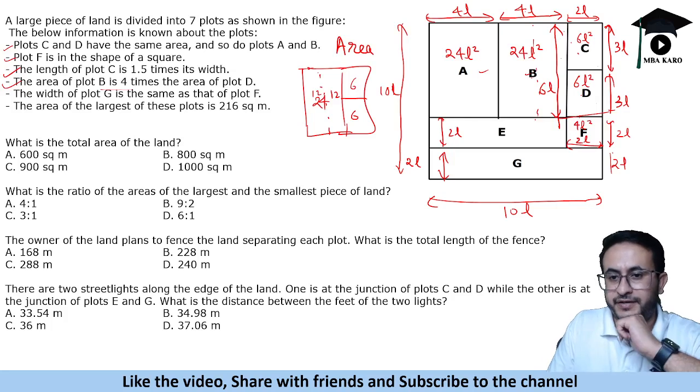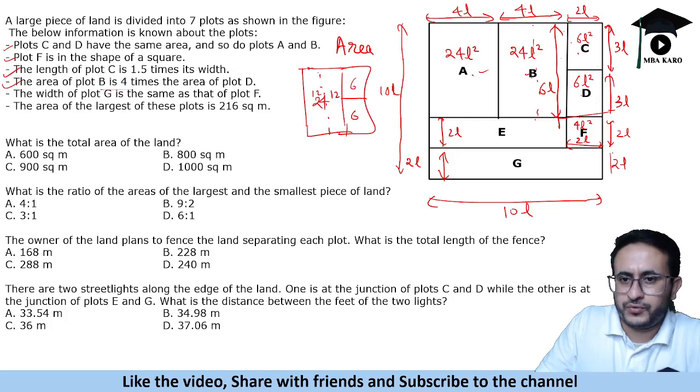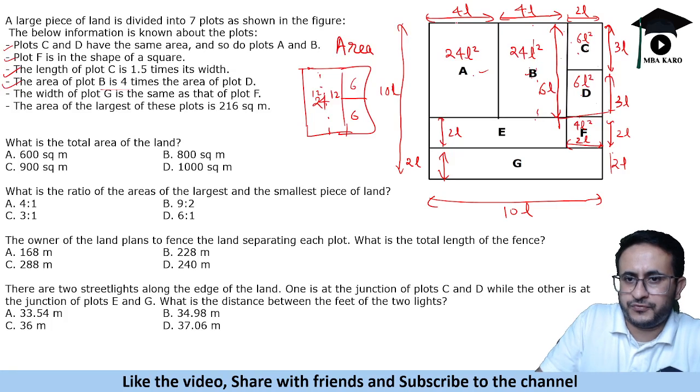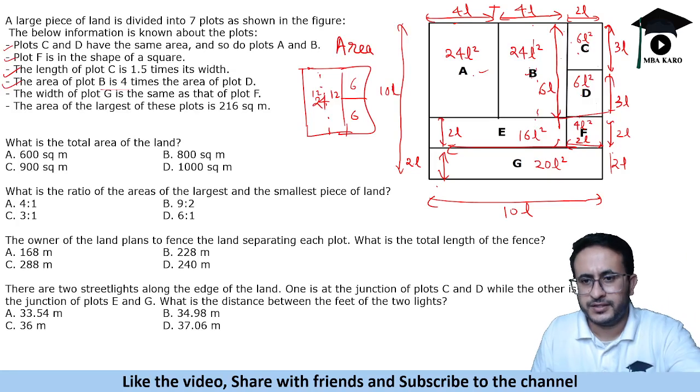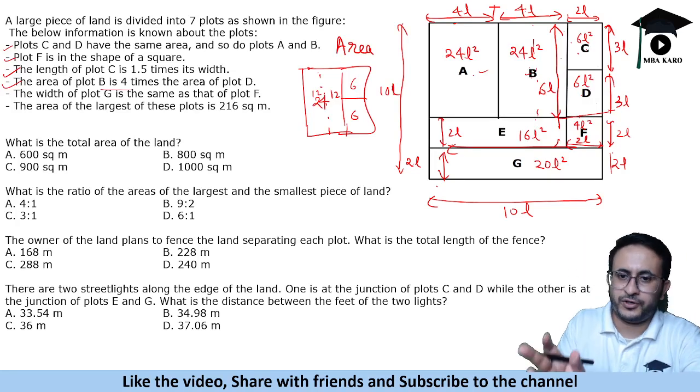Now we will have to find the value of L. So this is 24, 24, this is 6, 6. Now this distance is 4 plus 4, 8. 8 into 2, this is 16. And this is 10 into 2, 20L square. So that is the areas of all these lands.